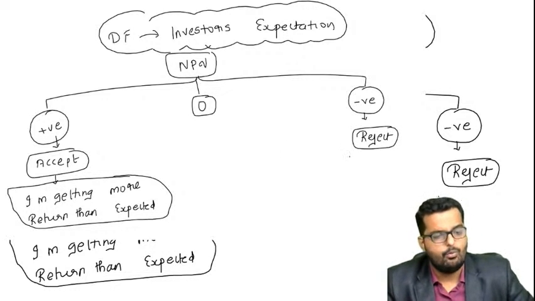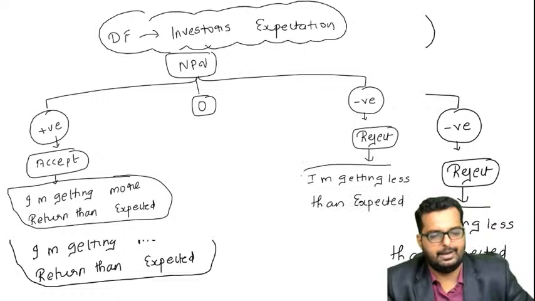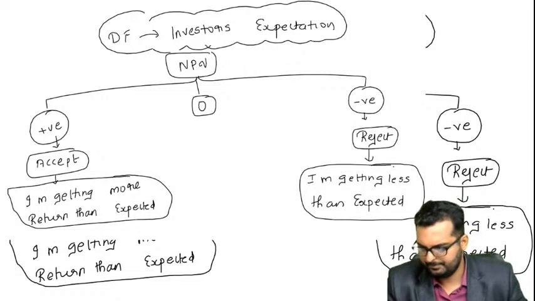All right. Why he's rejecting over here is only because I am getting less than expected. All right. Can you please write down these two things in your books now?